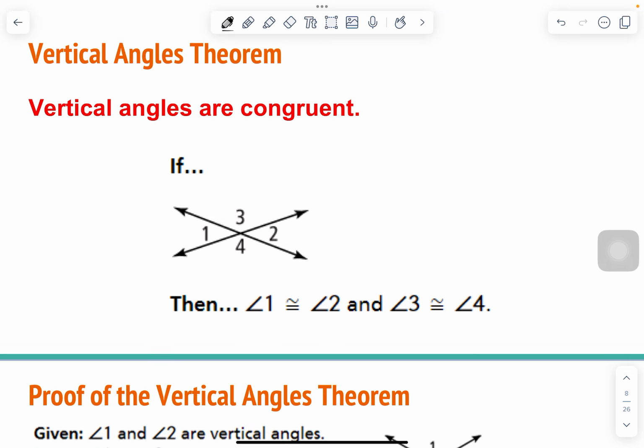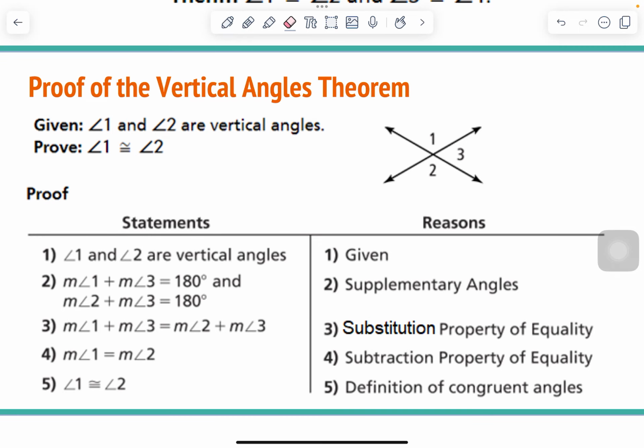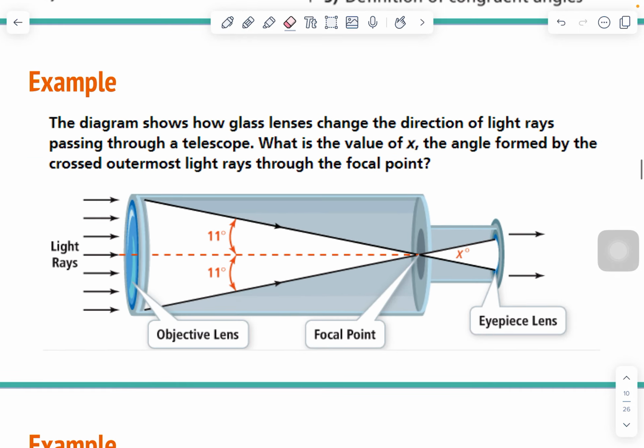So if there are two lines, right, there are two lines and they form 4 angles. Therefore, angle 1 is congruent to angle 2, and angle 3 is congruent to angle 4, because these are the angles that are opposite to each other. So this is the proof of vertical angles. Please run through that one. And let's have an example.